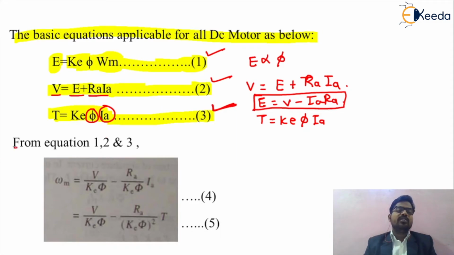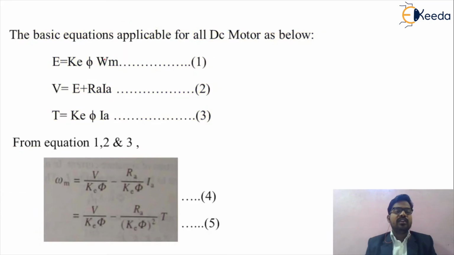So from equations 1, 2 and 3, friends, we get the value of the speed, or the angular velocity. From equation number 1, we have omega m is equal to E divided by Ke phi. We have the value of E from equation number 2, E is equal to V minus Ia Ra. So we can substitute this value, and we get omega m is equal to V minus Ia Ra divided by Ke phi.